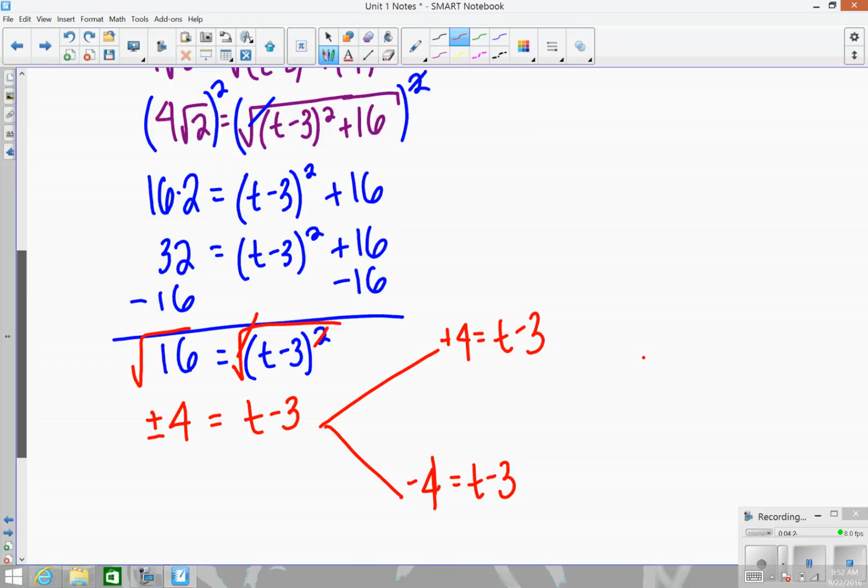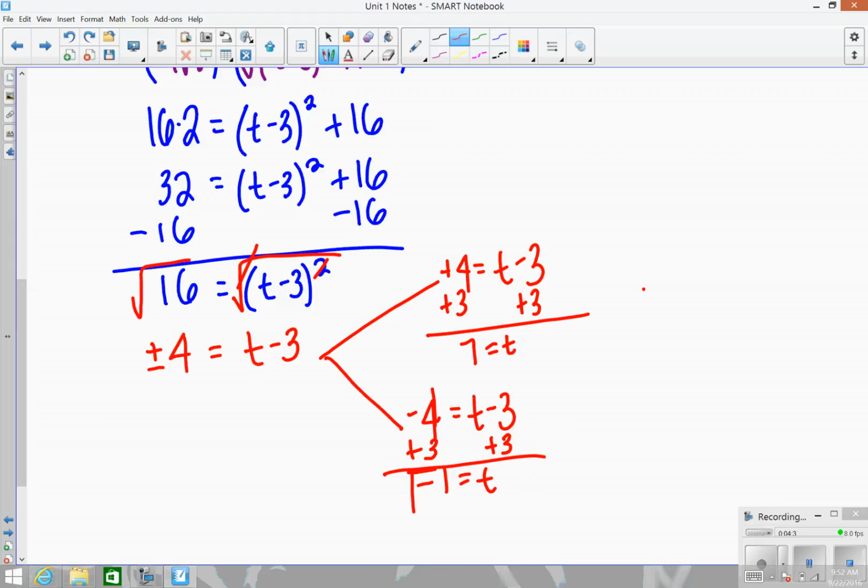Then just solve for t. Add 3 to both sides. You get 7 equals t. Add 3 to both sides. You get negative 1 equals t. So there are 2 answers for this. The possible t values are 7 and negative 1. And both of them would make that distance 4 radical 2, which is what the original problem was asking.